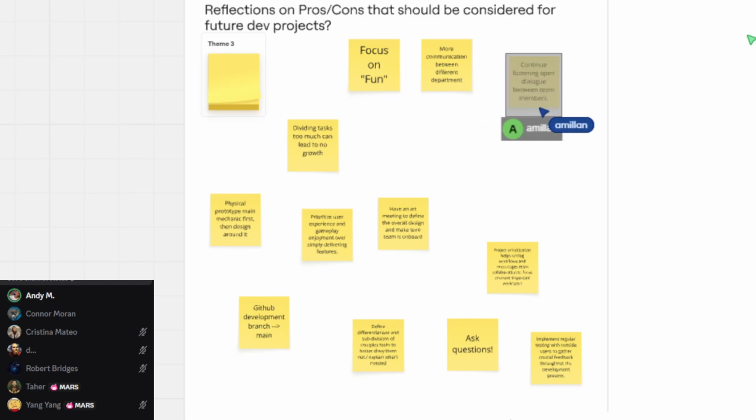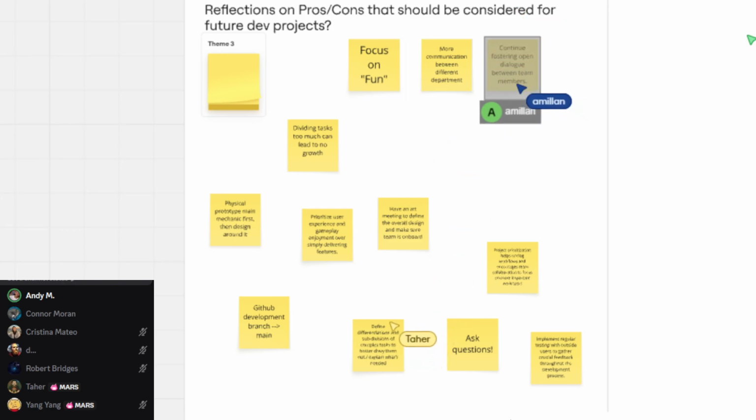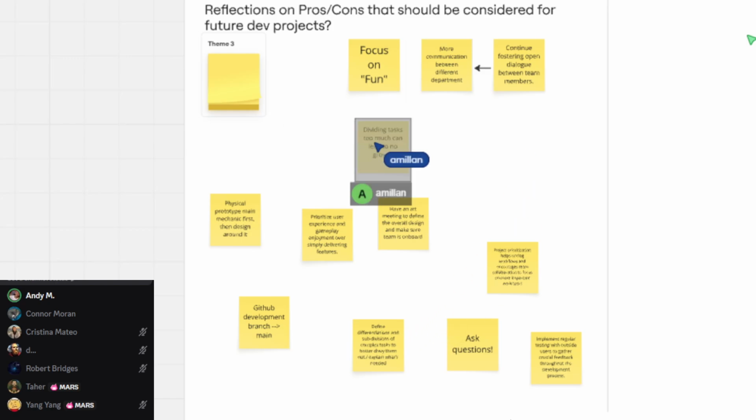Okay. Continue fostering open dialogue between team members. Yes. I'm going to connect these. Dividing tasks too much can lead to no growth. Okay. Do you want to speak to this?